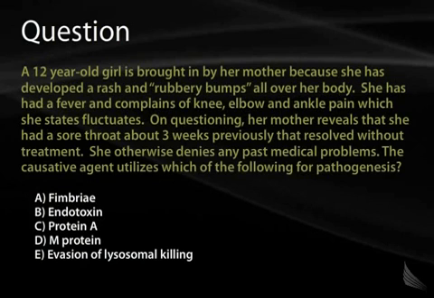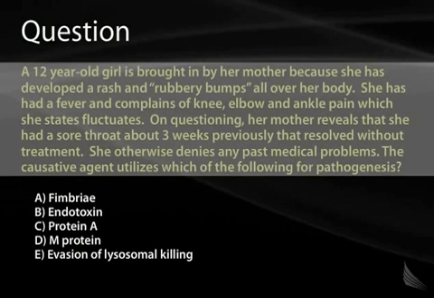Next question. A 12-year-old girl is brought in by her mother because she has developed a rash and rubbery bumps all over her body. She has had a fever and complains of knee, elbow, and ankle pain, which she states fluctuates. On questioning, her mother reveals that she had a sore throat about 3 weeks previously that resolved without treatment. She otherwise denies any past medical problems. The causative agent utilizes which of the following for pathogenesis?